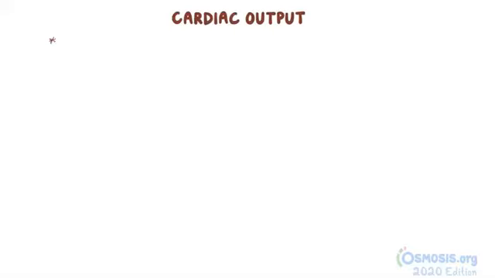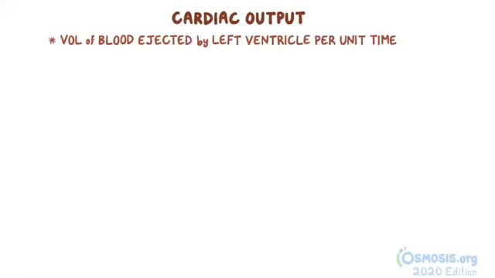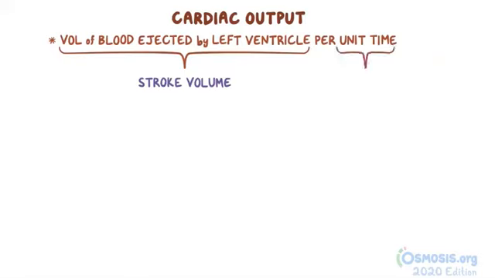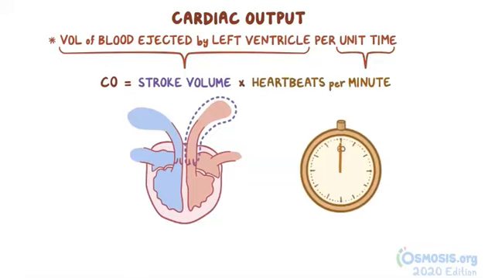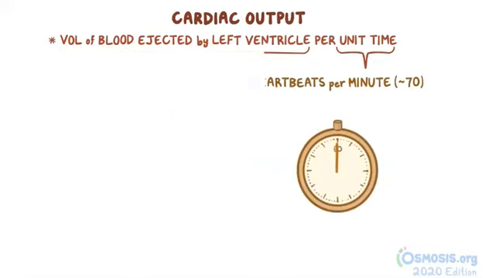Cardiac output is defined as the volume of blood ejected by the left ventricle per unit time. The volume of blood is called the stroke volume, and the unit used to measure cardiac output is 1 minute. So, cardiac output can be calculated as stroke volume, which is the volume of blood pumped out of the left ventricle per beat, times the number of heartbeats per minute, which is around 70.